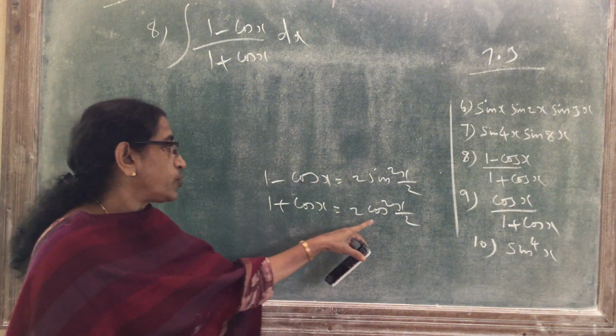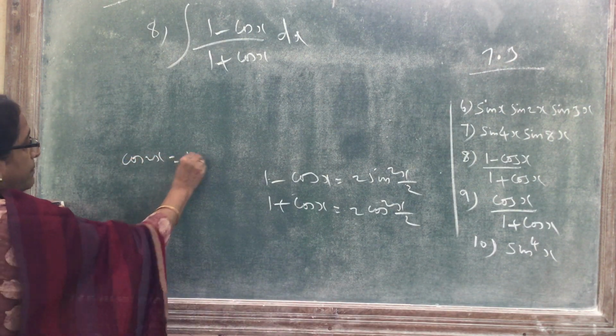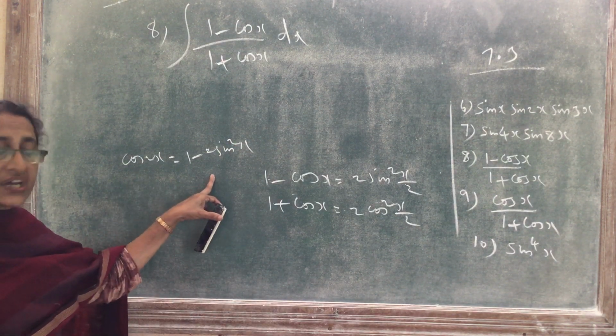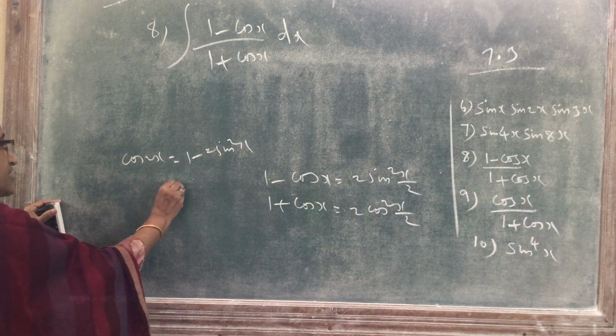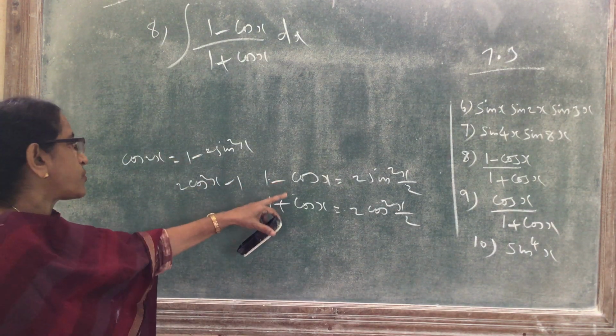1 plus cos x is 2 cos square x by 2. See, we get this using the formula cos 2x equals 1 minus 2 sin square x, remember, or 2 cos square x minus 1. Two formulas are there. So using these two, we are getting 1 minus cos x.